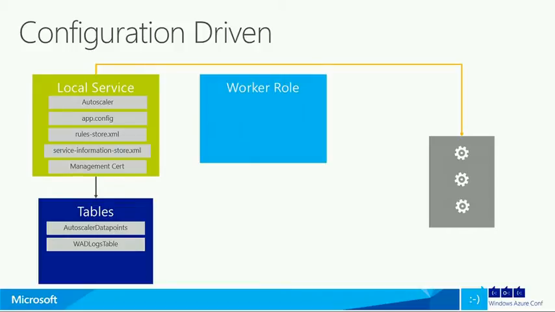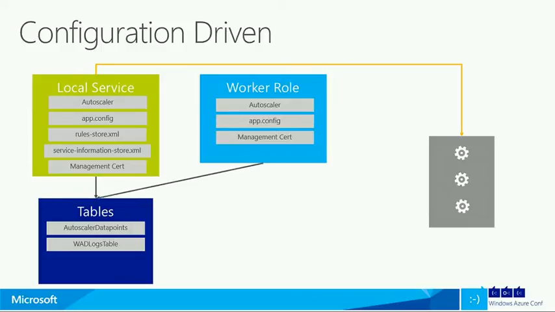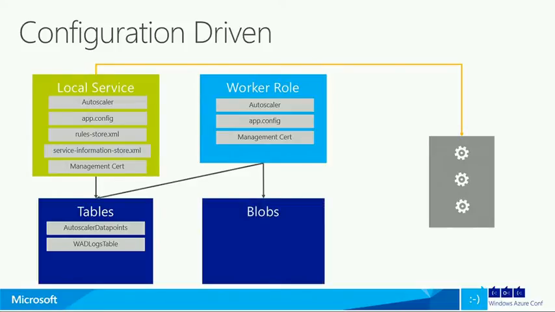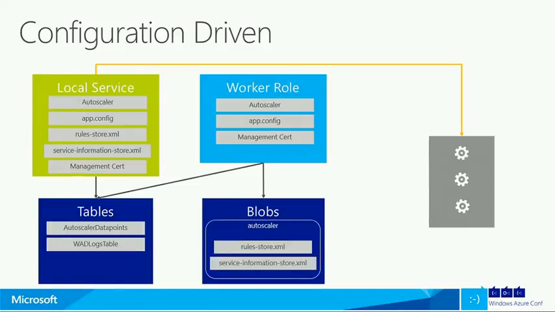If I was going to have a worker role, I still would have much of the same stuff. I would have the autoscaler, the application configuration, and the management certificate in that worker role. I would also still use table storage for the data points and the logging. But I put all my rules into blob storage. So here maybe I'd create an autoscaler container, and I put my rules and service information XML files there. The nice part about this particular approach is that I can easily update these rules and service information files at runtime without having to redeploy my application, which is a fantastic way to constantly keep updating this thing.